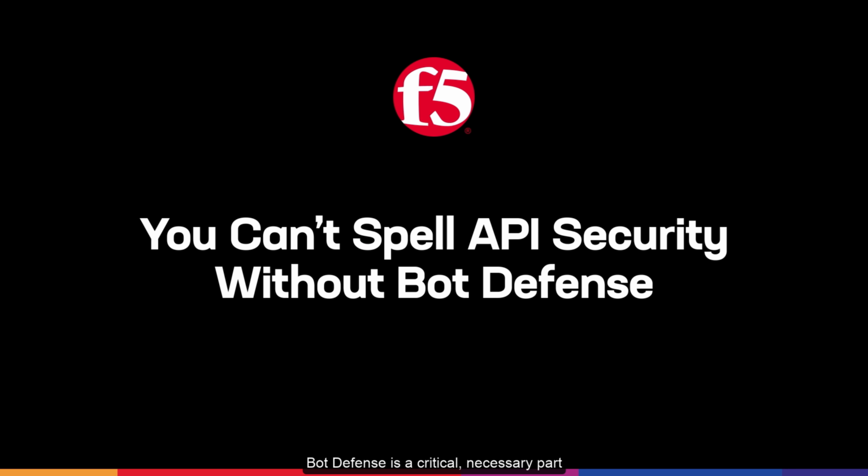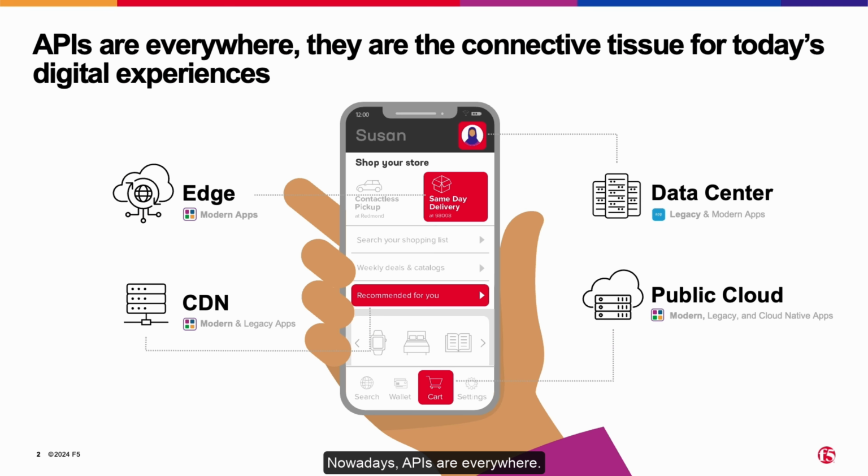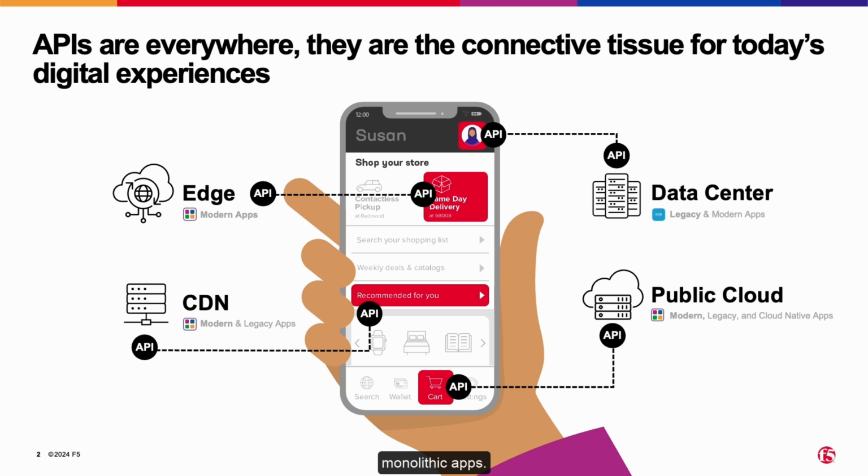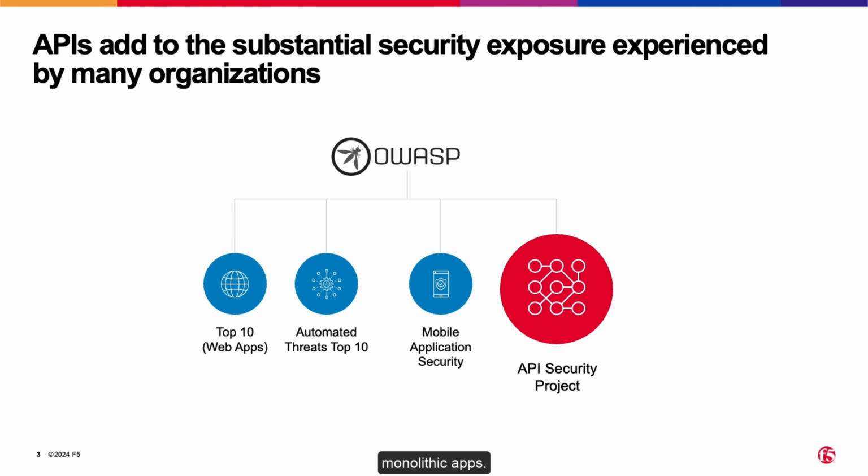Bot defense is a critical, necessary part of any strategy for API security. After all, you can't spell API security without bot defense. Nowadays, APIs are everywhere. APIs are how modern apps and microservices communicate. And thanks to modernization efforts, APIs are also the windows into legacy monolithic apps. As the number of APIs grows, so too does the attack surface that APIs expose.